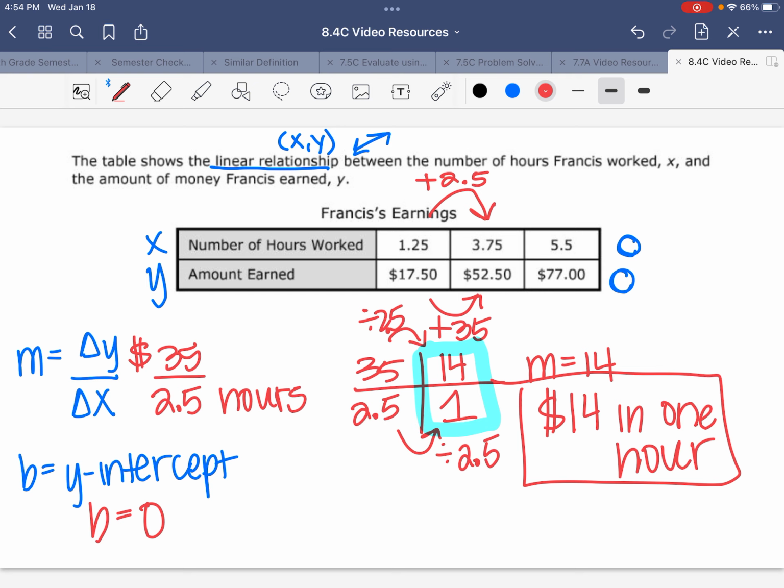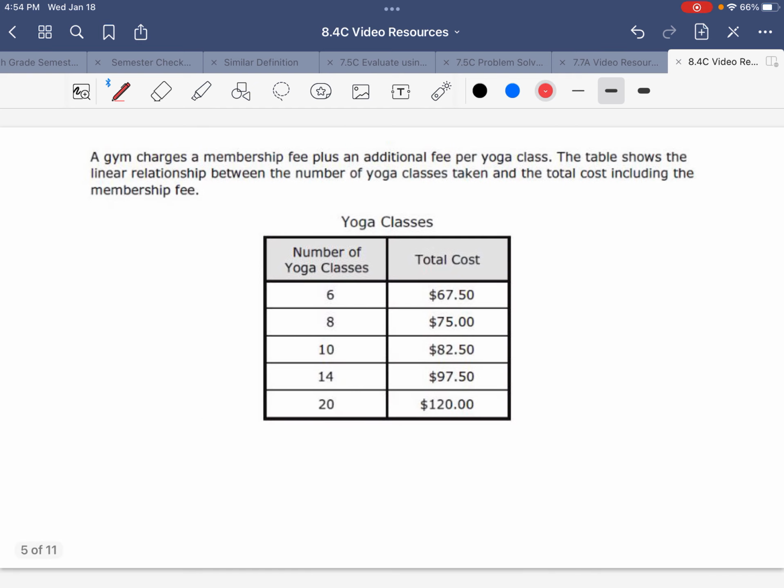So we're going to look at one more table. And now we have a gym membership. So our gym charges a membership fee plus an additional fee per yoga class. Well, just thinking of that scenario right now, I think I'll only pay the membership fee one time, but I'm going to have to pay for each yoga class that I attend.